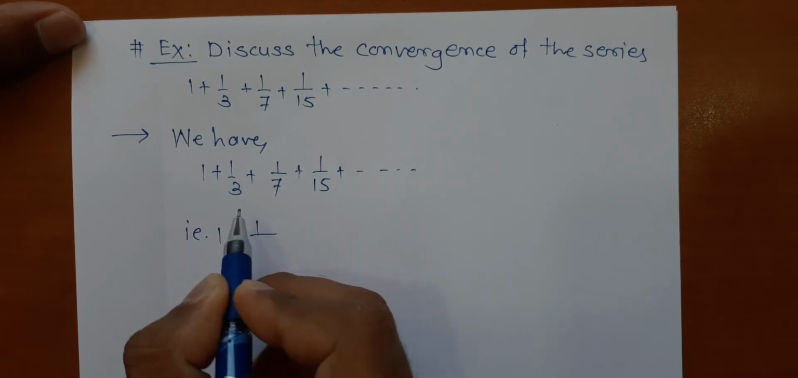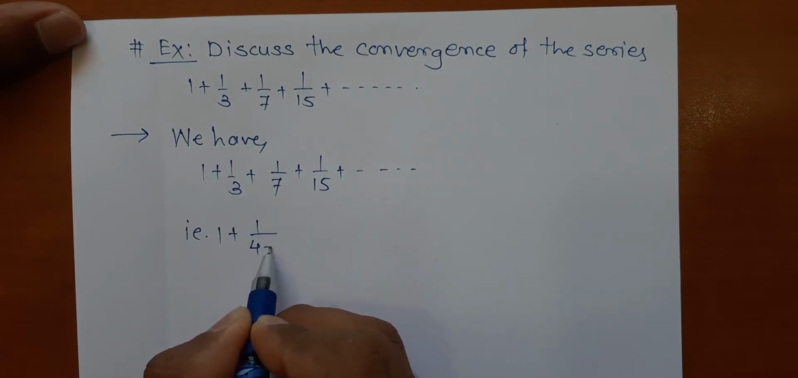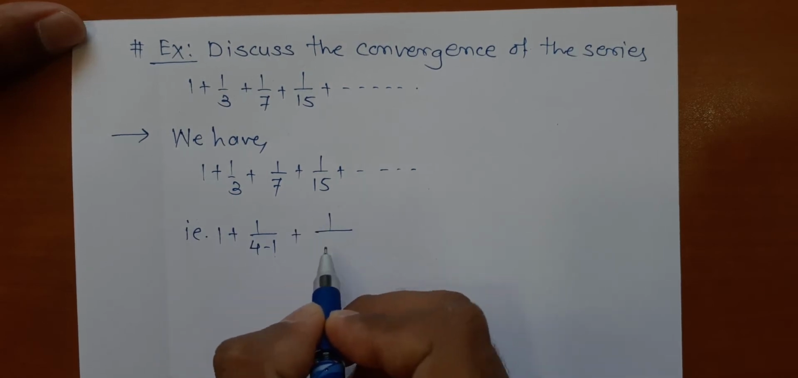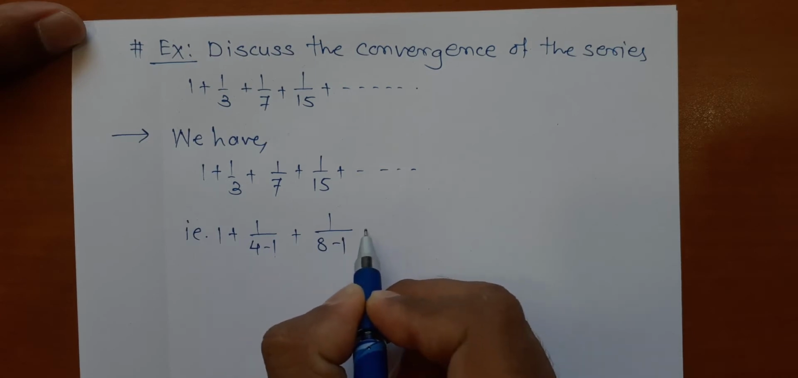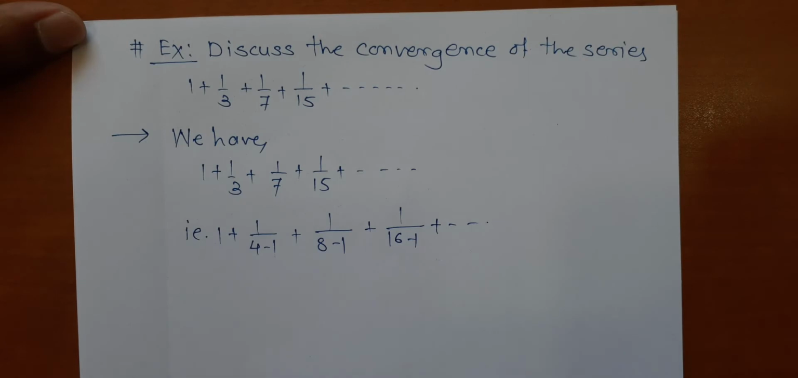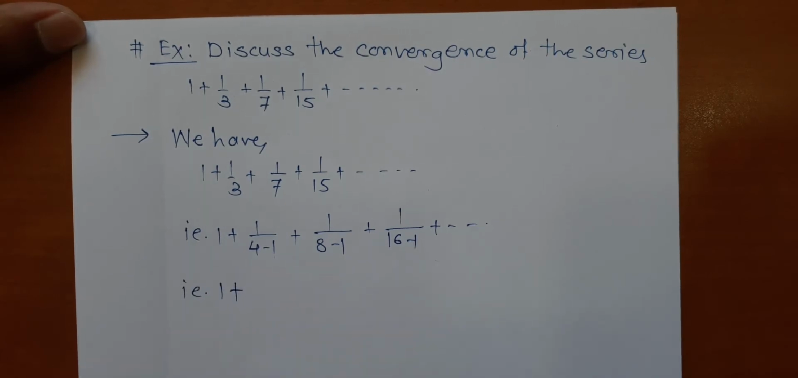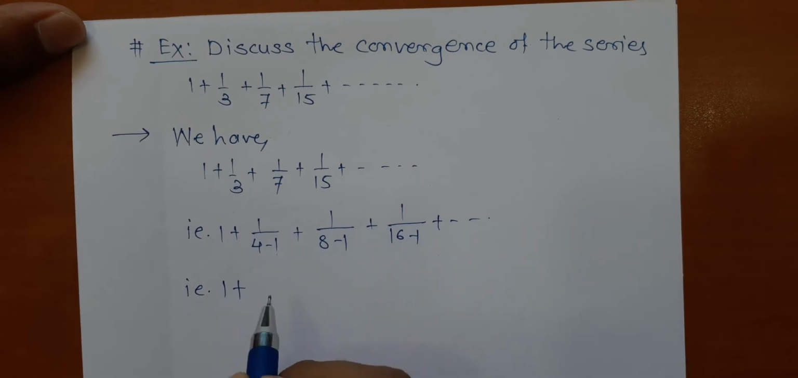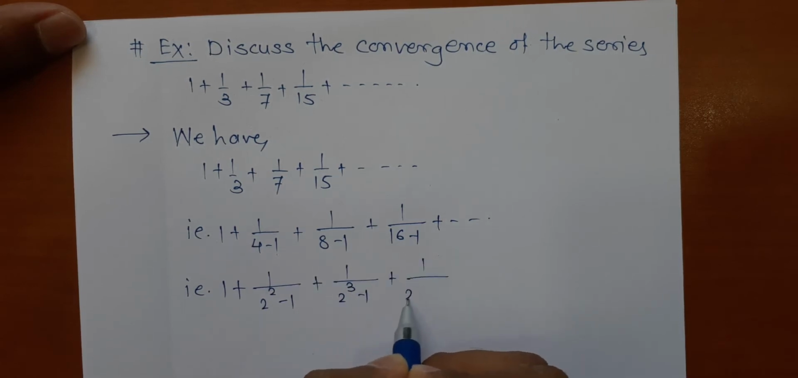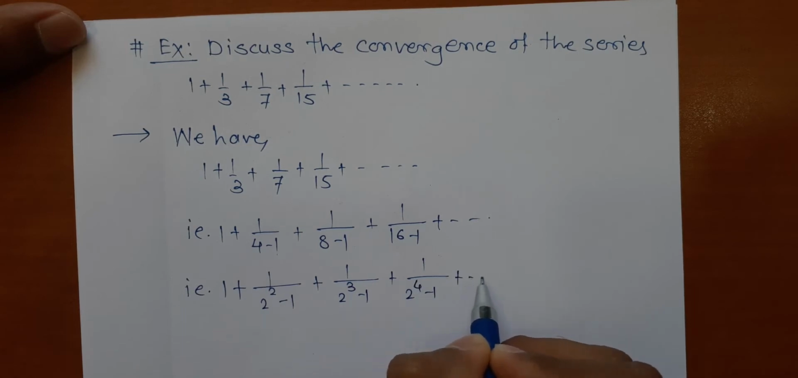So 1 plus 3 means, can I say 4 minus 1? Yes. 1 plus 7 means 8 minus 1, right? 15 means 16 minus 1. So can you find a pattern now? What will be the pattern? Tell me. 1 plus 3, that is 4, is the square of 2, minus 1. Plus 8 means cube of 2. 16 means fourth power of 2. So I think you have understood the pattern.